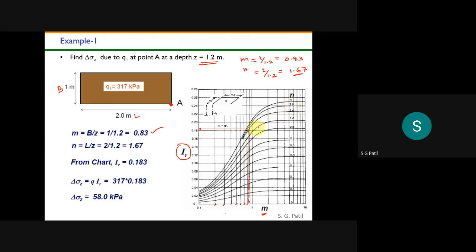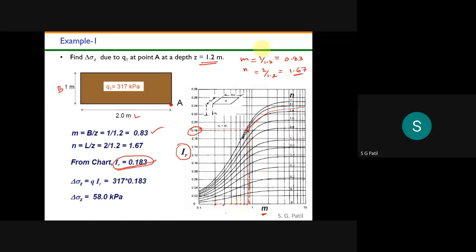Okay, sorry. Where is this? This is 0.8. This is 1.4. So 1.6 is somewhere here. It will come like this. So this point, the corresponding value is how much? 0.18. You take 0.18, or a little higher than 0.18, that is 0.182, 0.183, whatever you want. Here I took 0.183.